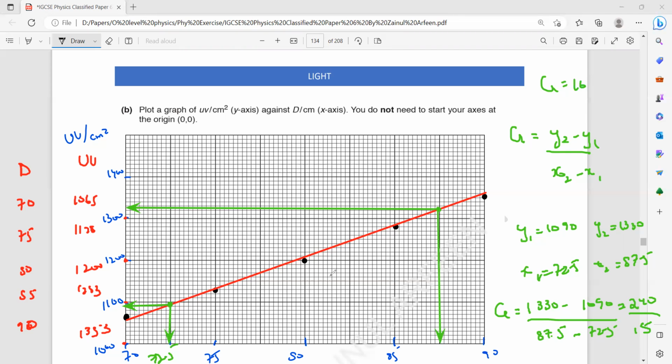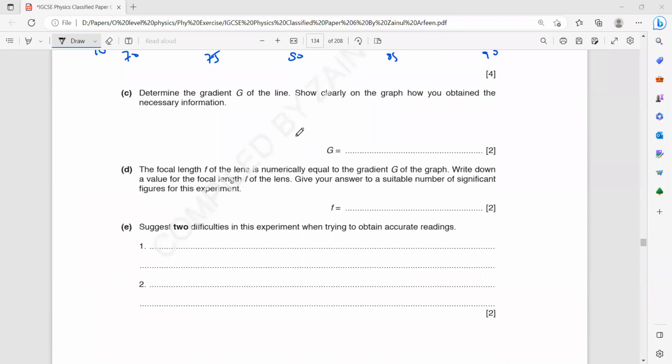When you're finding the gradient, you have to show all this on your graph. You have to represent the positions of y1 and y2. These lines which I drew here for y1 and y2, you have to show these lines on the graph. So gradient is equal to 16. The next one, they are saying the focal length is numerically equal to gradient. So if the gradient was 16, the focal length will also be 16.